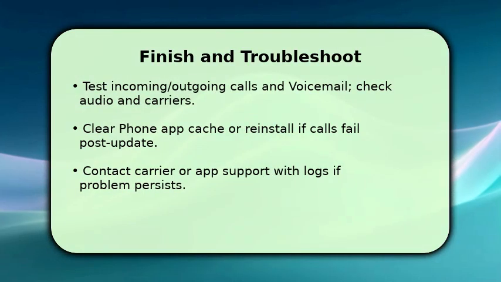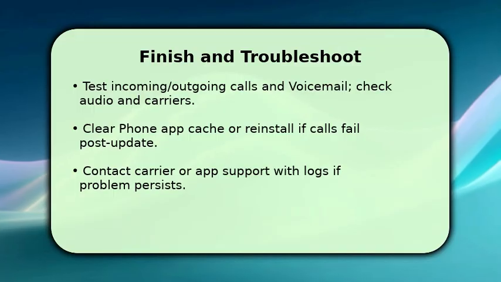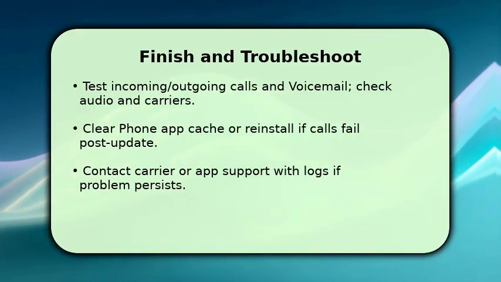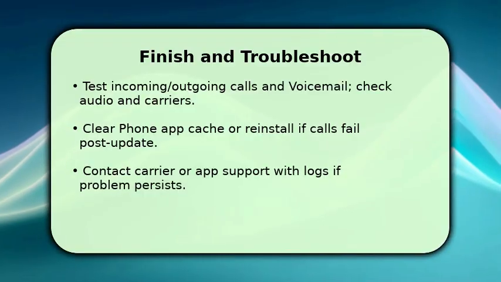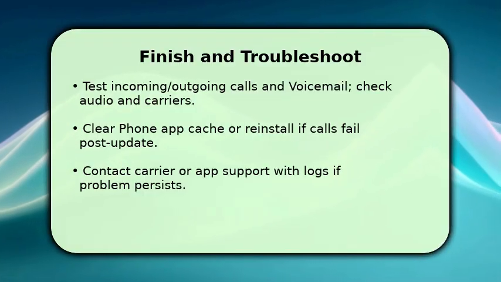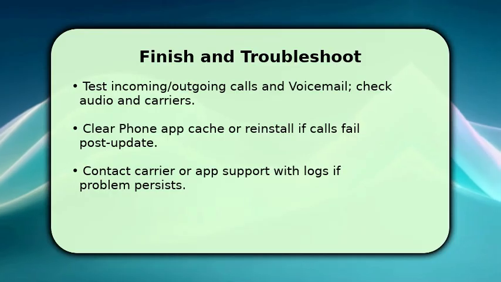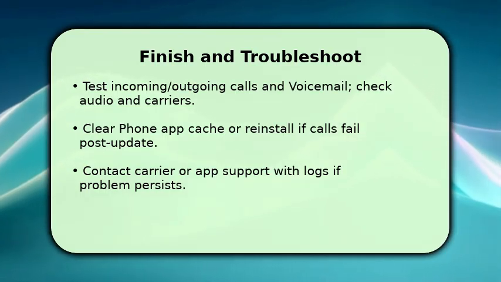You complete by testing. Make an outgoing call, receive an incoming call, and check voicemail and speaker/mic quality so you can verify changes. If calls drop or audio is bad, clear the phone app cache or uninstall updates and reinstall to revert corrupted components. Make sure to reboot after each attempt.